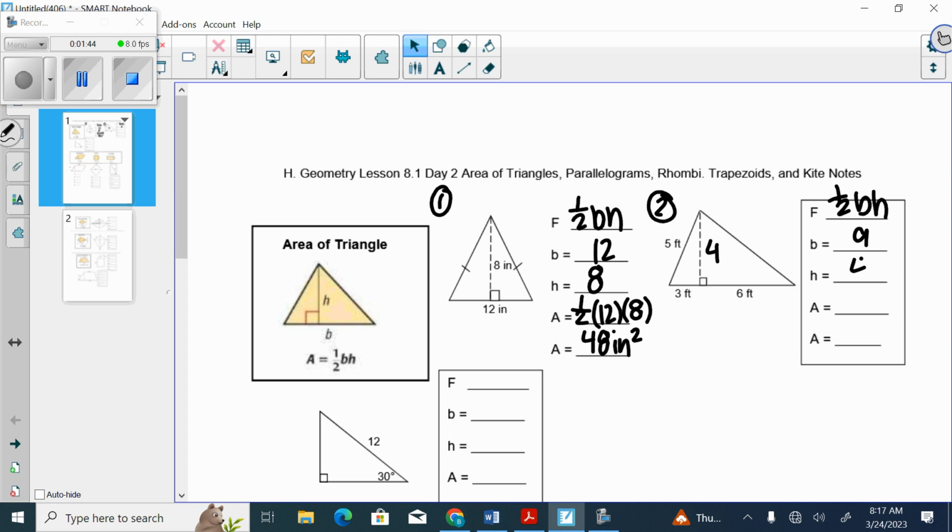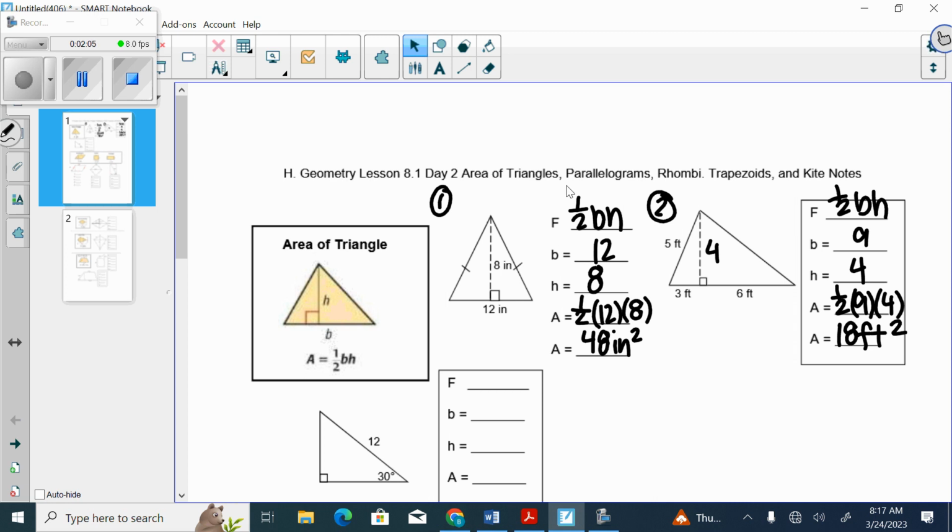So then I just plug that information in. I've got 1/2 times 9 times 4, which is going to give us 18. So with our units, that would be 18 feet squared.